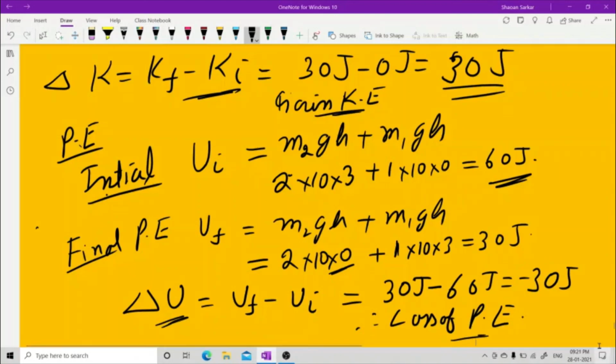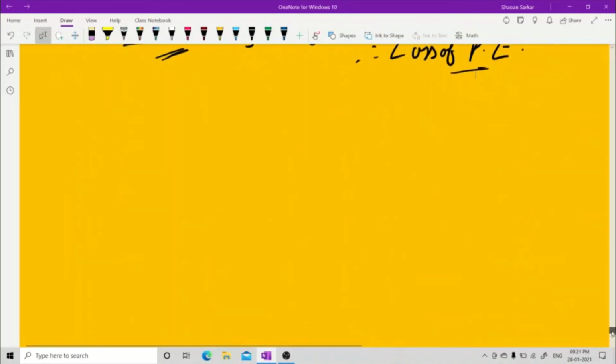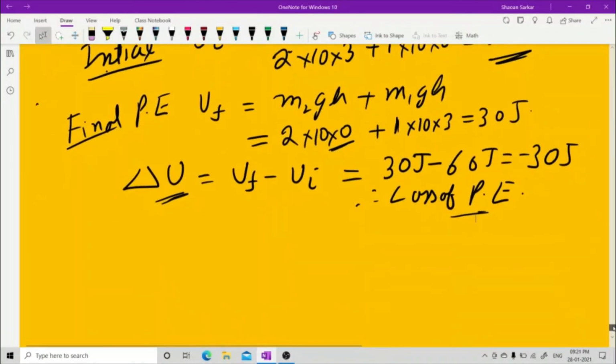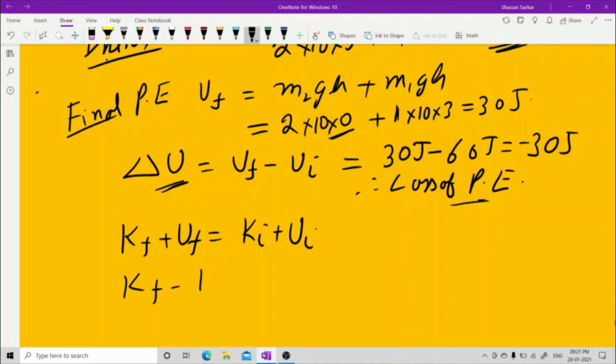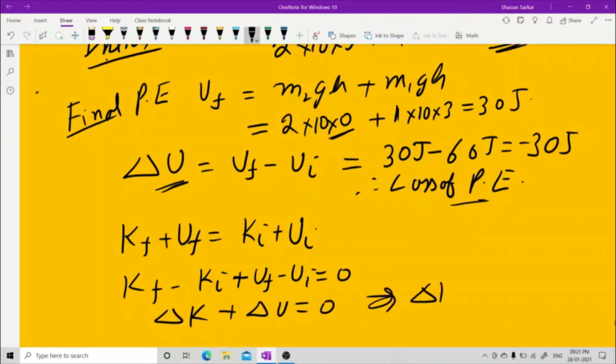Even you can express the same thing in this way. I told you once that K final plus U final is equal to K initial plus U initial. That means K final minus K initial plus U final minus U initial is equal to 0. So delta K plus delta U equals 0, which implies delta K equals minus delta U, and you are seeing that here. Delta K came out to be 30 joules, and delta U came out to be minus 30 joules.